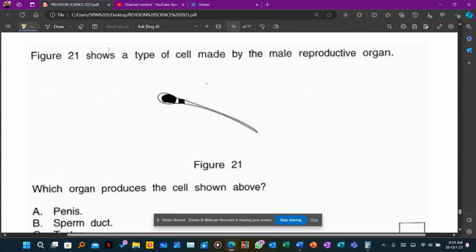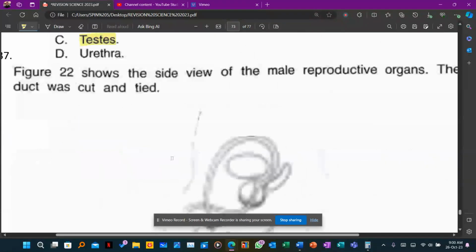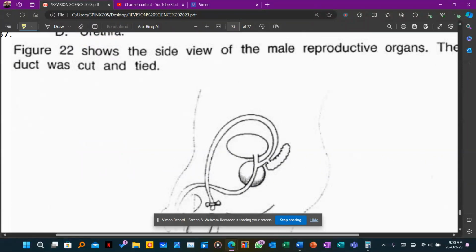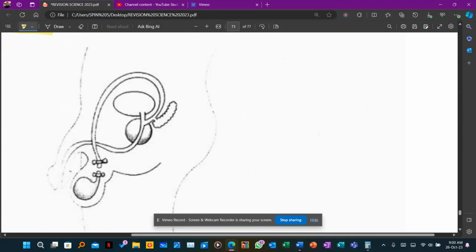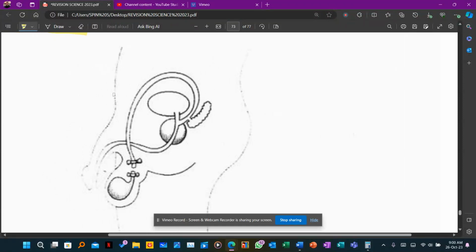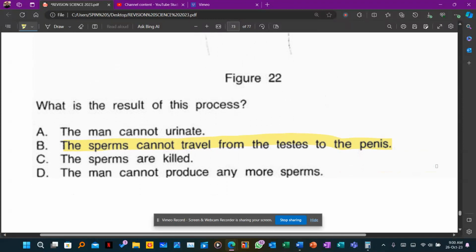This one, you should know the cell in the male reproductive organ. This one is the sperm. And these sperm are produced by the testis. Without the testis, you cannot produce sperm. The next one shows a sperm duct being cut and tied. The sperm duct is connected to your testis, so the testis produces sperm, and then this sperm can no longer go out. Therefore, the result of this process is that the sperm cannot travel from the testis to the penis, which means that this person is no longer fertile.